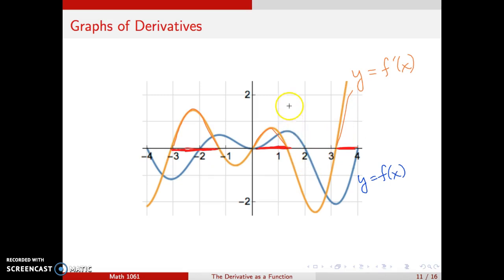And where the tangent line for the blue curve would be pointing down, maybe from here down to here, that's exactly where the derivative function is negative. So we'll talk a lot more about that, but it's a first glance, just looking at the graphs for comparison. So a lot to think about there.